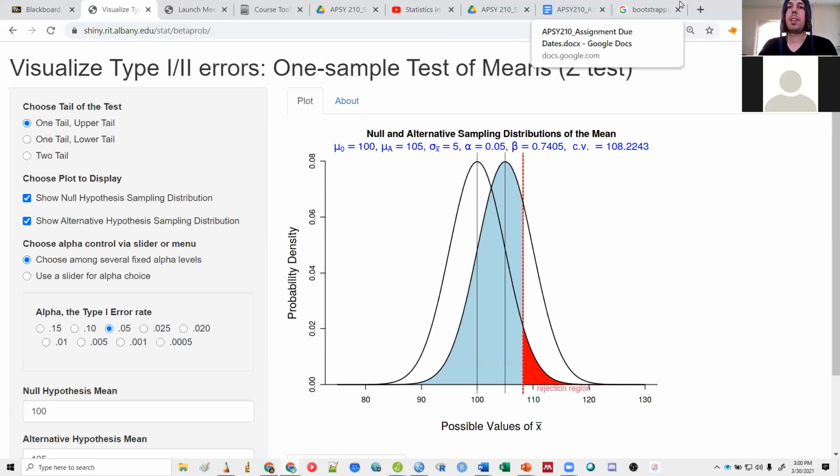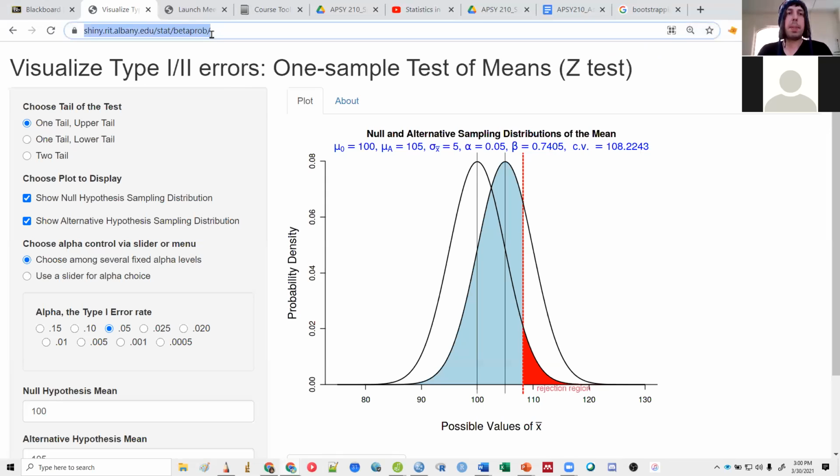Before we get started, I recommend that you go onto the Shiny app for the power calculations, which I'm going to post into the chat. So presumably you're at your computer, not on your phone. If you're visiting the class on your phone, take out a laptop or go to your personal computer so that you can use the Shiny app more efficiently. All right, so let's get started.